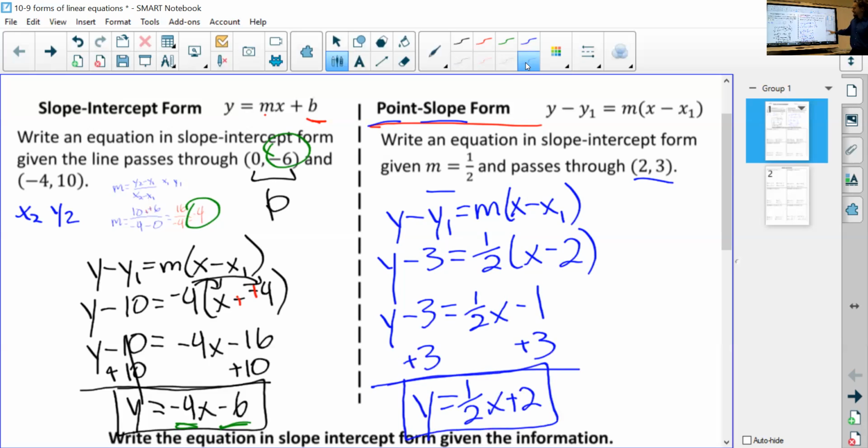Piece of cake, right? Substitute your values. Distribute to get rid of the parentheses. Get y by itself. And then you'll always be left with slope-intercept form. And there you go. If you've got questions, let me know on Canvas. Send me a message.